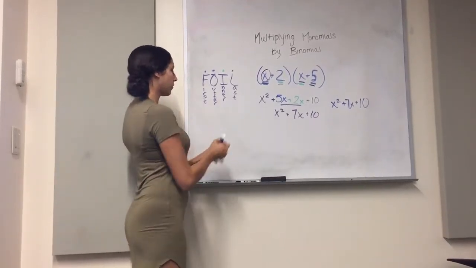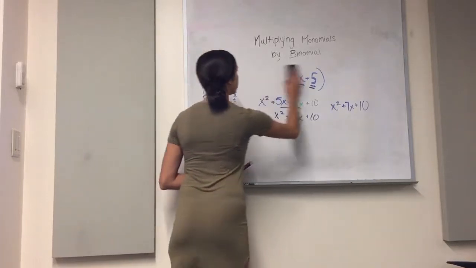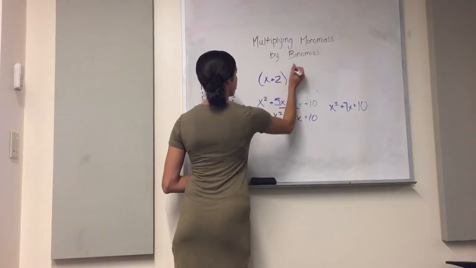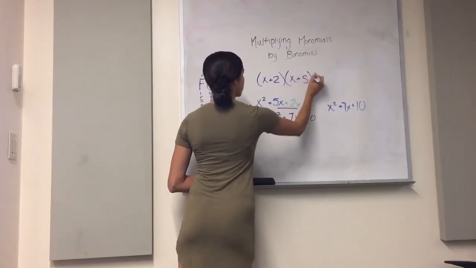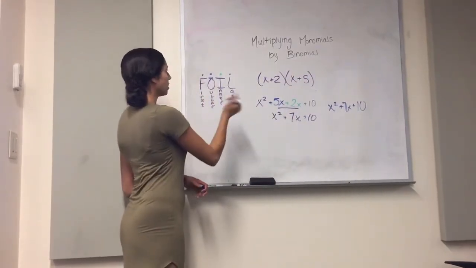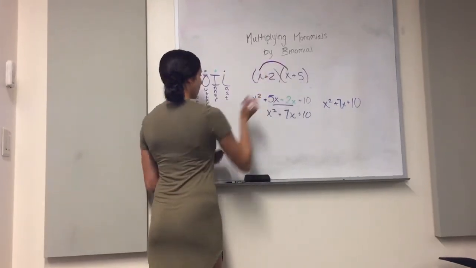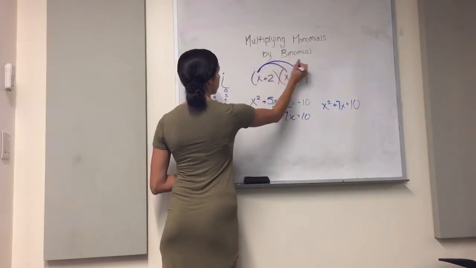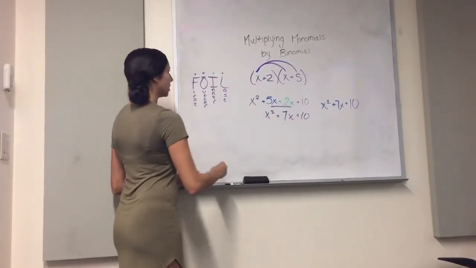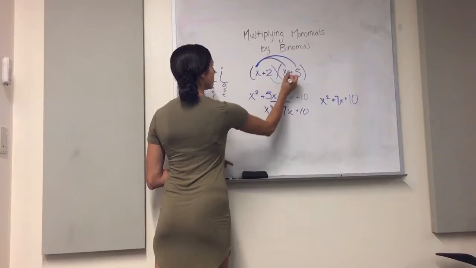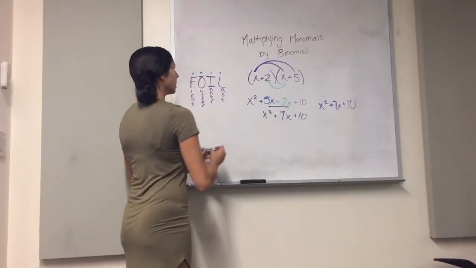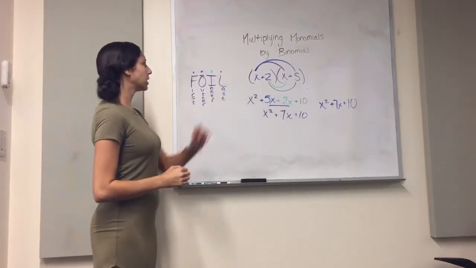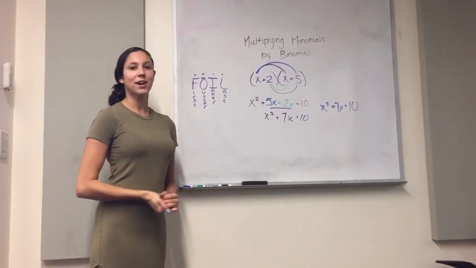Another way to look at FOIL, here I'll just erase this really quick and rewrite it. x plus 2 and x plus 5. Another way to look at it, using our same colors, I can do the first. We'll do our x times x in purple, our outer in blue again. So the outer two terms. Our inner is in green. So we have the inner two terms. And our last two terms in black, right there. So just another way to look at this FOIL method. And that's how we multiply binomials by binomials.